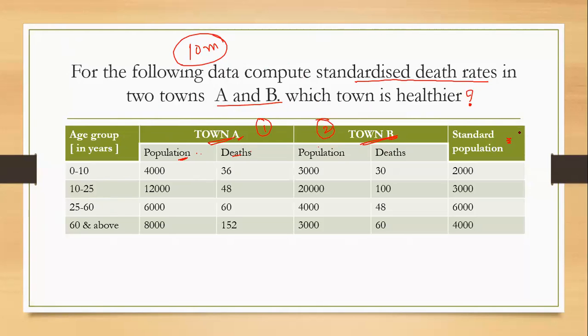Now the standard population is considered to be P. That P, the standard population, is considered to be weights. Now based on this information you have to calculate. When you calculate, you have to calculate for town A separately, town B separately, and then make the comparison between the two. First, calculate town A.